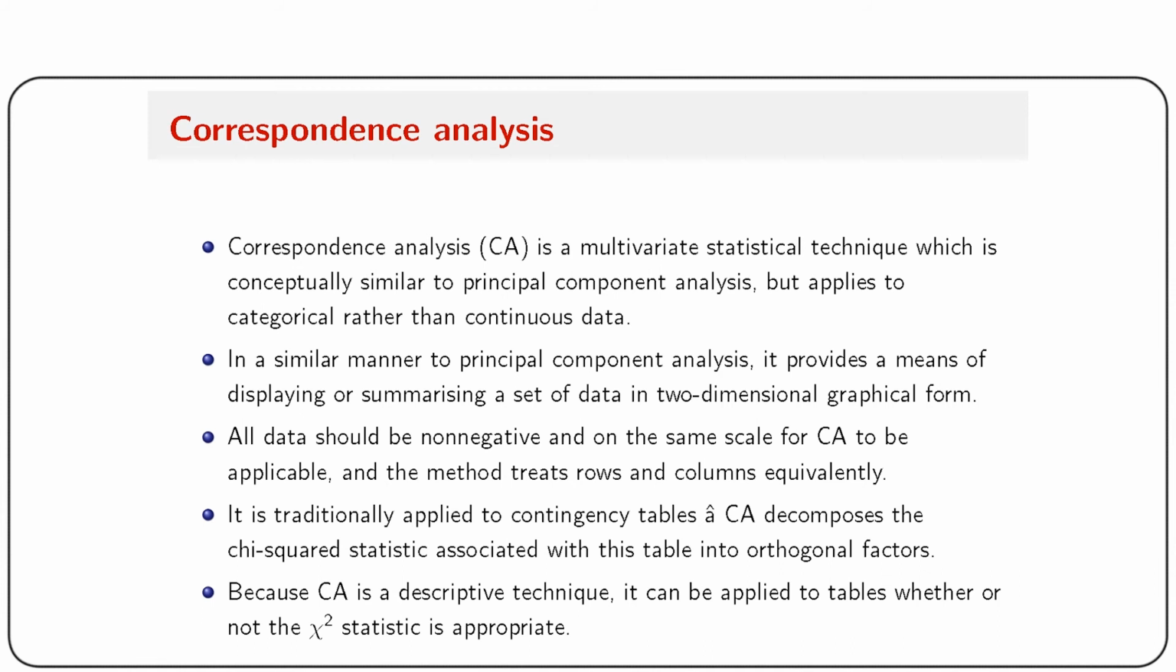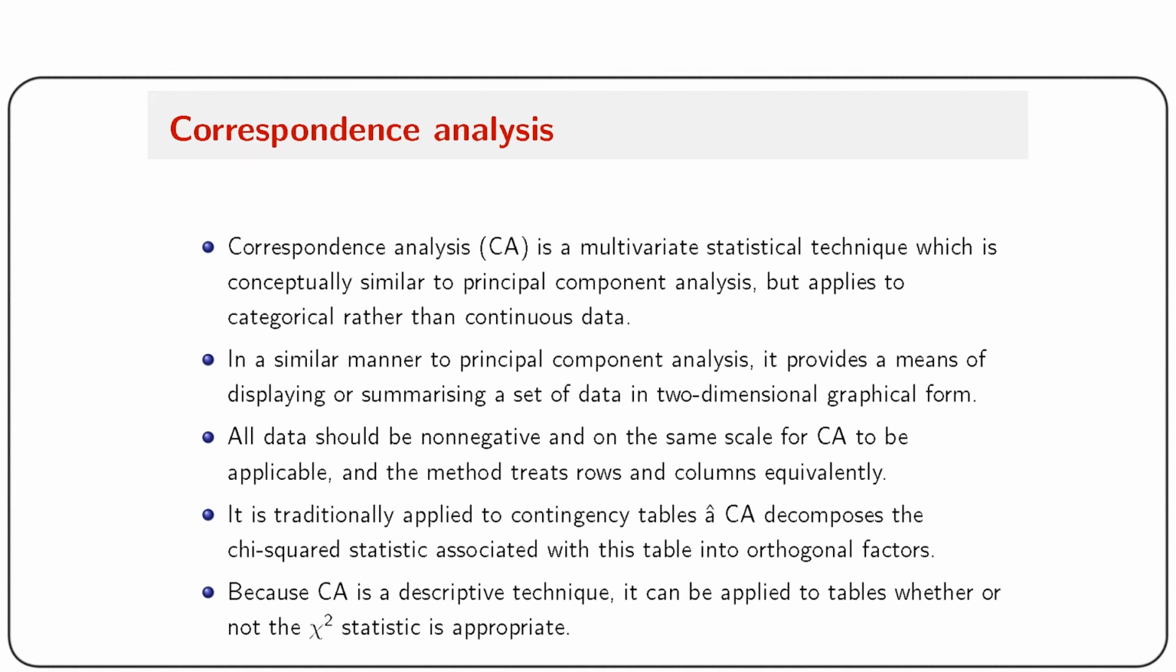Next, perhaps the last one, is the correspondence analysis. Correspondence analysis, CA, is a multivariate statistical technique which is conceptually similar to principal component analysis but applies to categorical rather than continuous data. In a similar manner to principal component analysis, it provides a means of displaying or summarizing a set of data in two-dimensional graphical form. All data should be non-negative and on the same scale for CA to be applied, and the method treats rows and columns equivalently.